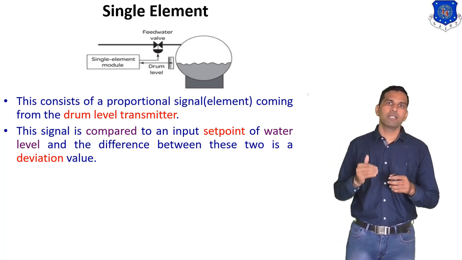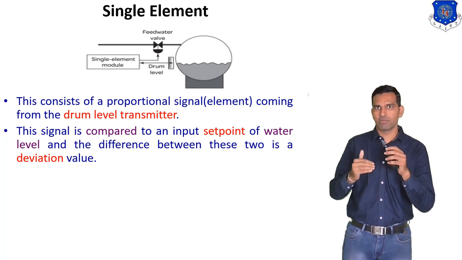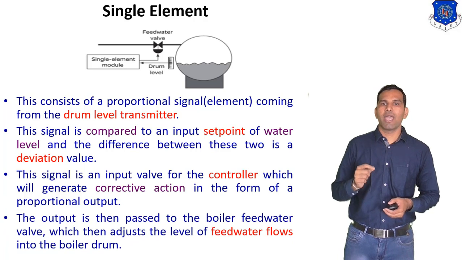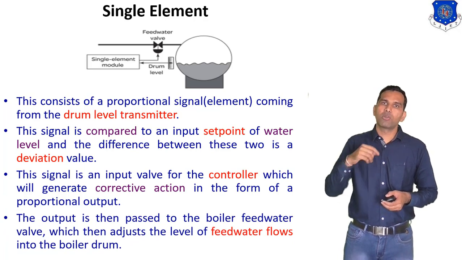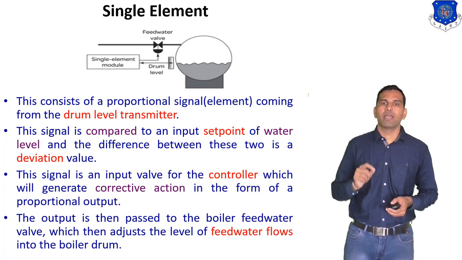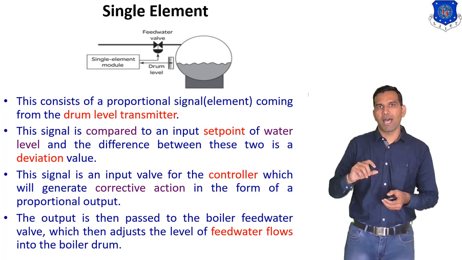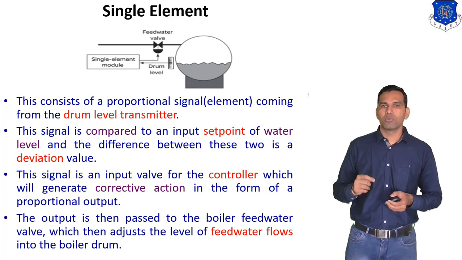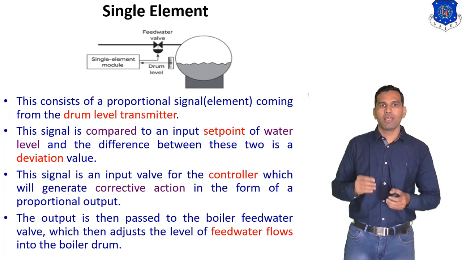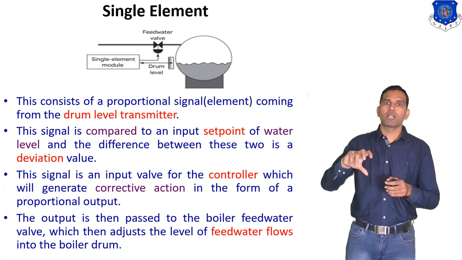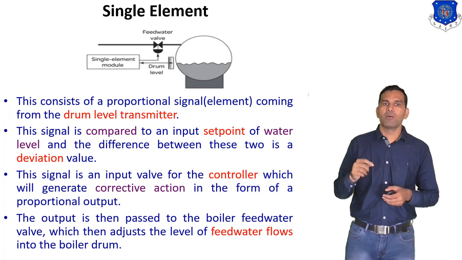But if there is a difference between these two, we know that this is known as a deviation. This signal is an input value for the controller, which will generate a correction action in the form of a proportional output. The output is then passed to the boiler feed water valve, which then adjusts the level of the feed water flow into the boiler drum.